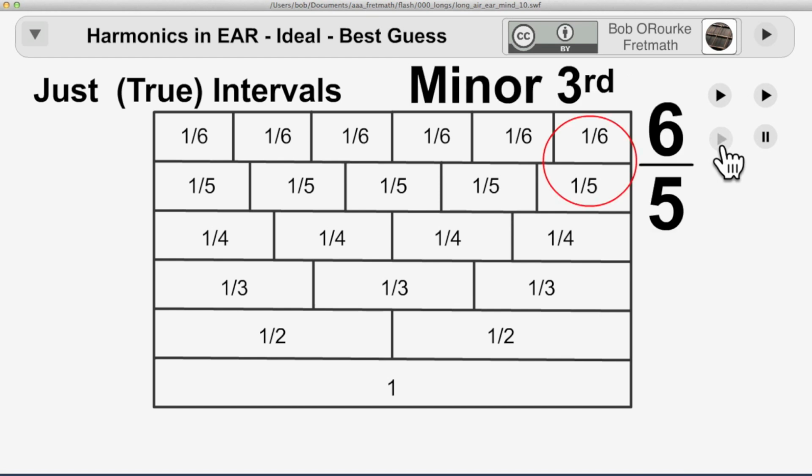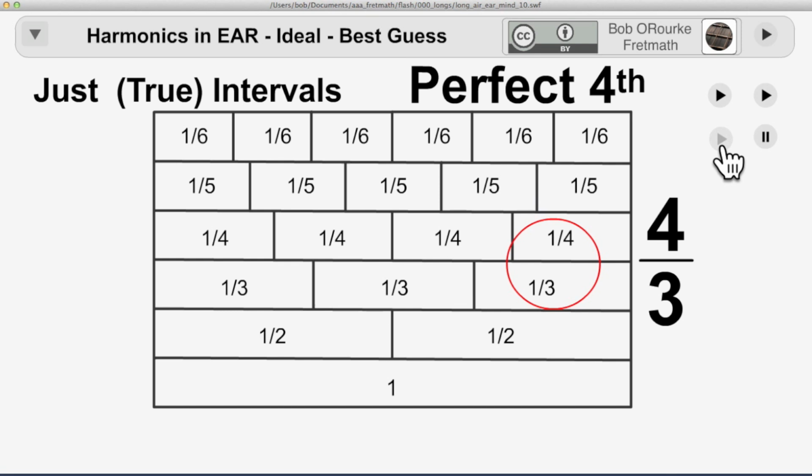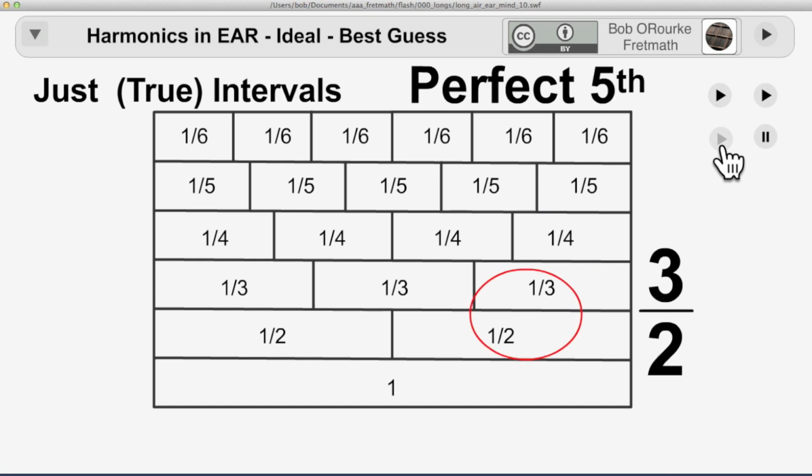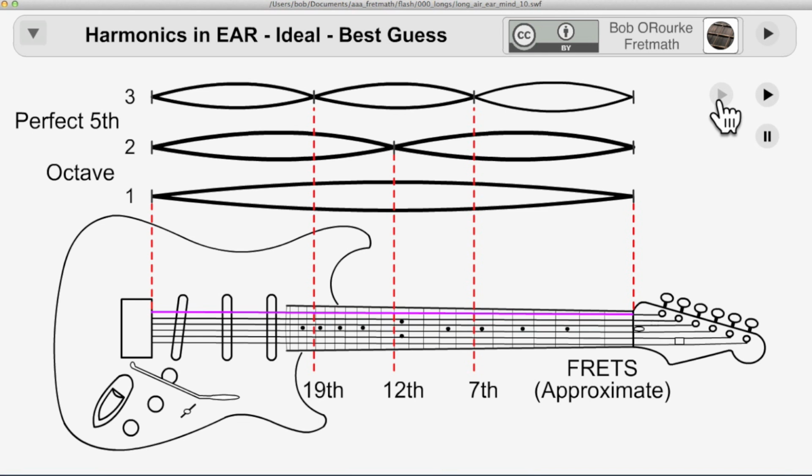6 to 5, the minor third. 5 to 4, the major third. 4 to 3, perfect fourth. 3 to 2, the perfect fifth. And 2 to 1, the octave. So it's a relation to the fretboard, an approximation.